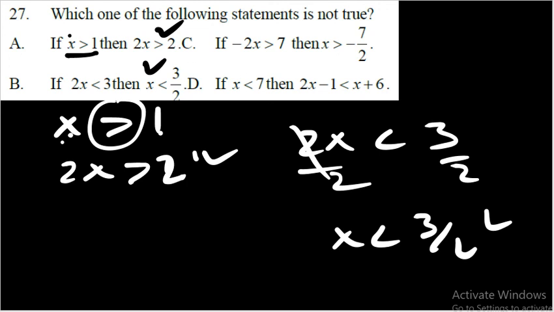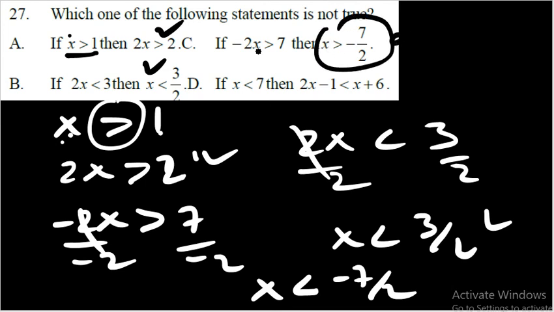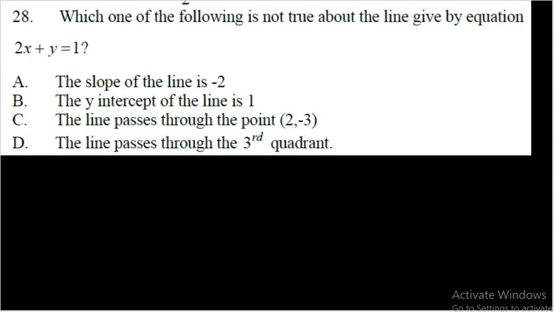The next one, C, says negative 2x is greater than 7. If I divide both sides by a negative, this time the inequality has to change. So x is less than negative 7 over 2, it was supposed to be. But it says x is greater than negative. No, this one doesn't work. So the answer obviously will be C.